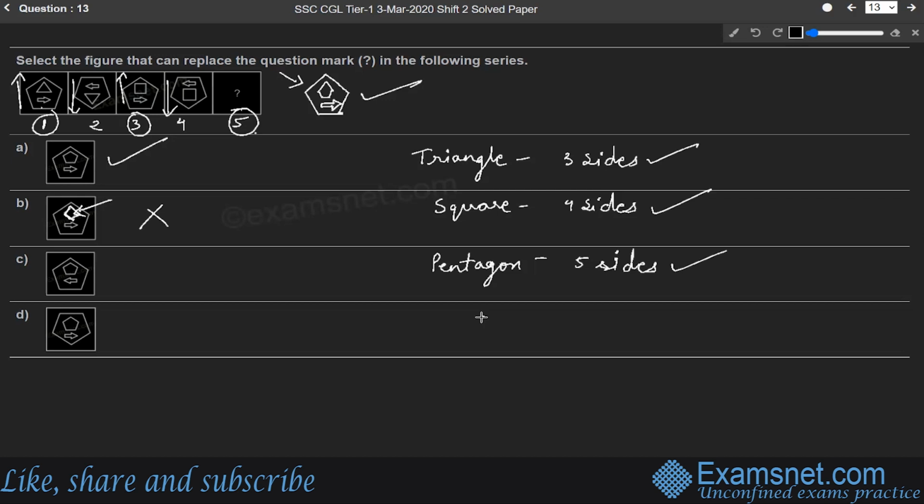In the third option, we have a pentagon. Inside also we have a pentagon, which is of five sides. But you can see that the direction of the arrow is not correct here. The direction of the arrow must be the right-hand side. So this is also a wrong option. And looking at the last option, you can see that the pentagon is facing downwards here. So that is why it is not the correct option. So for this question, the correct option is option A. I hope you are clear with this question.